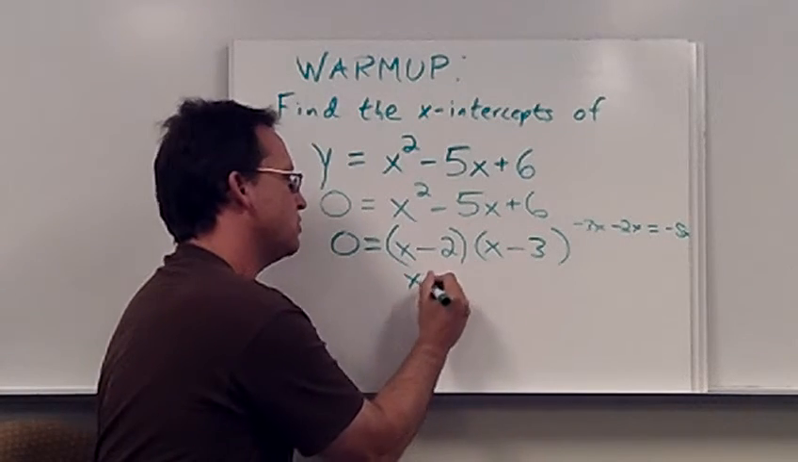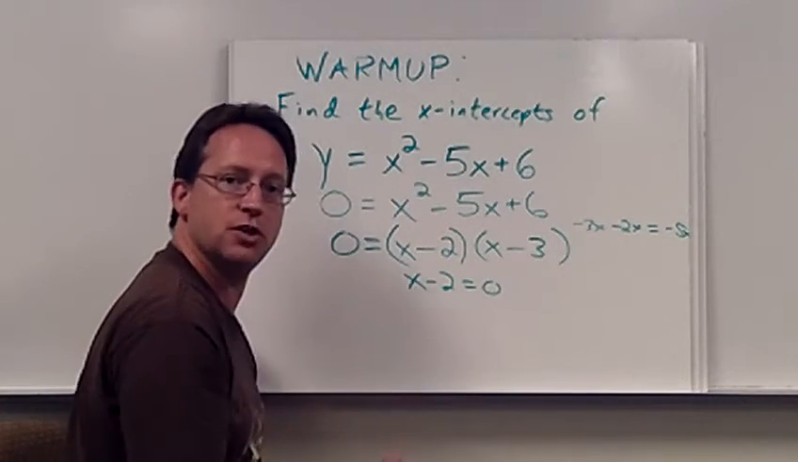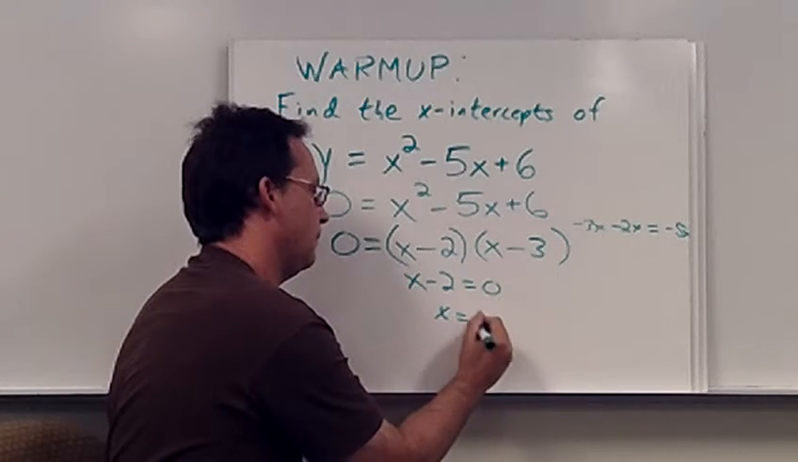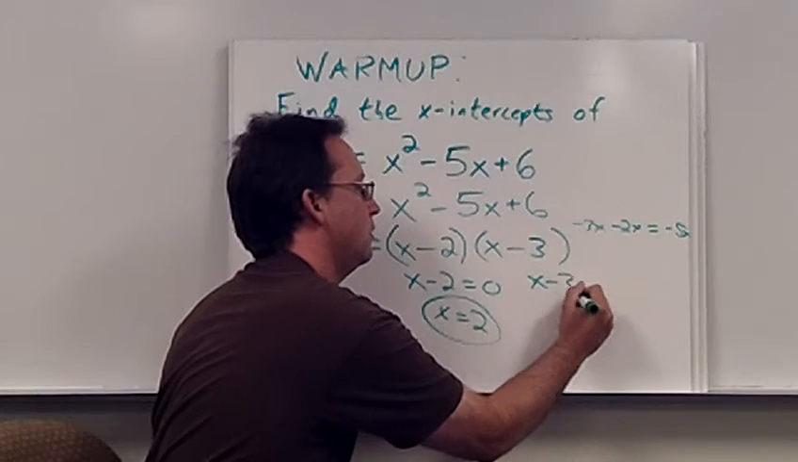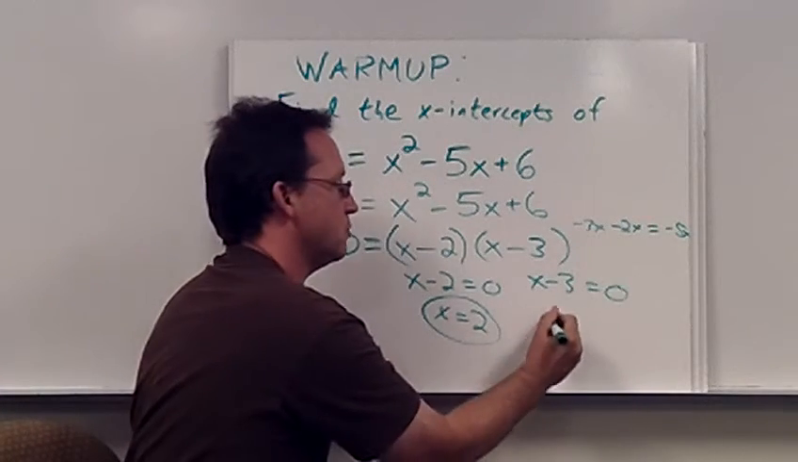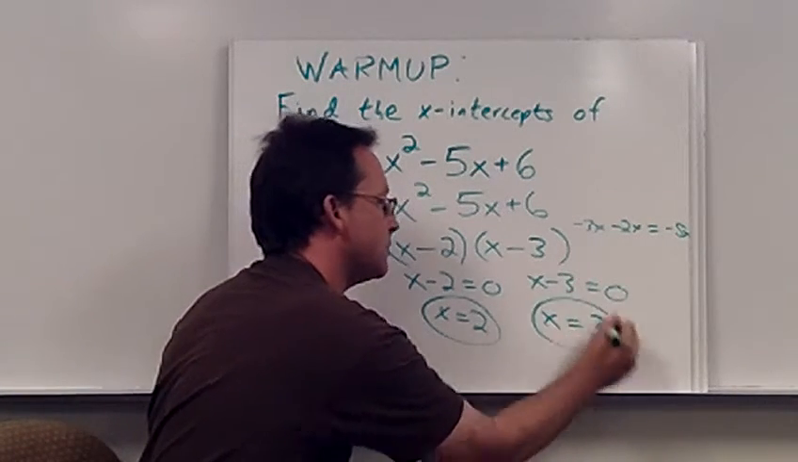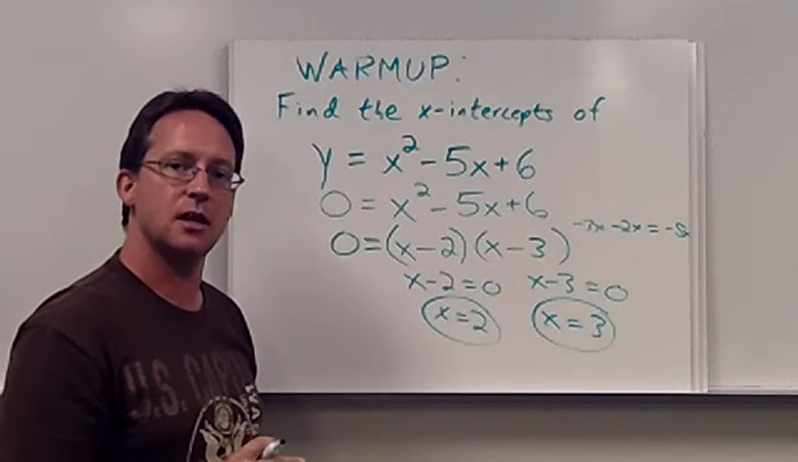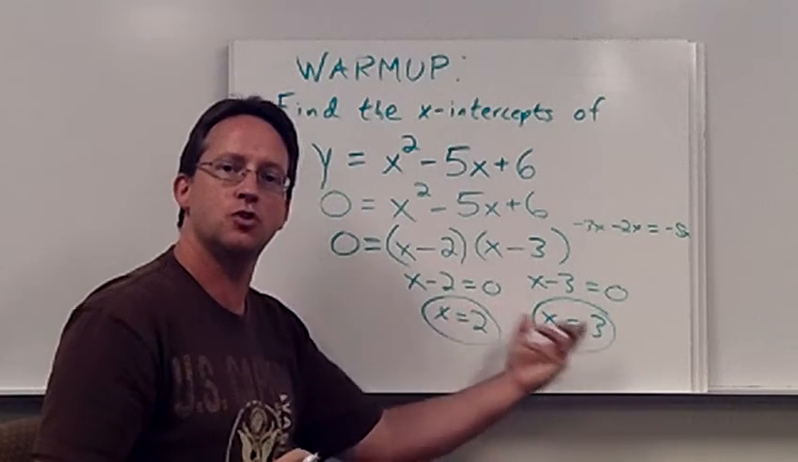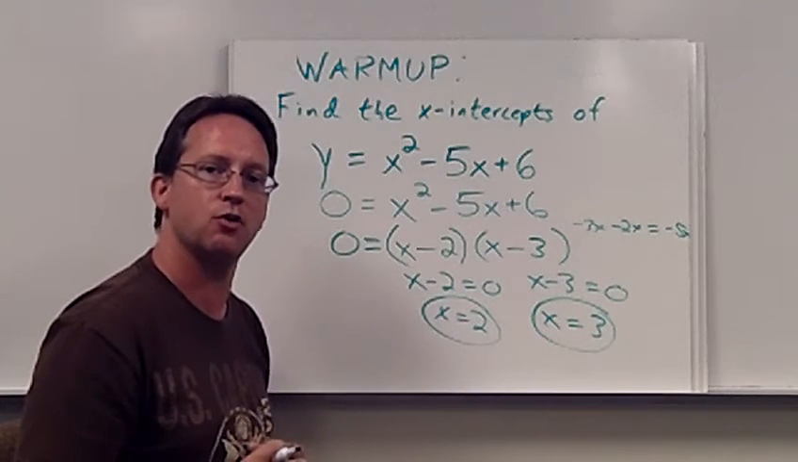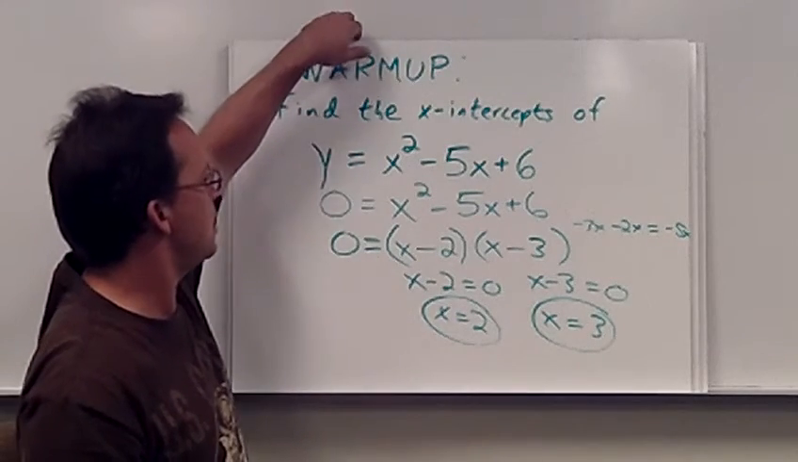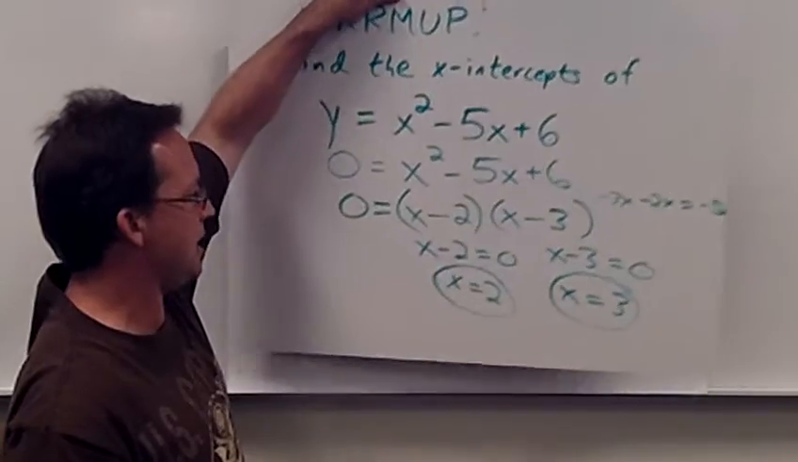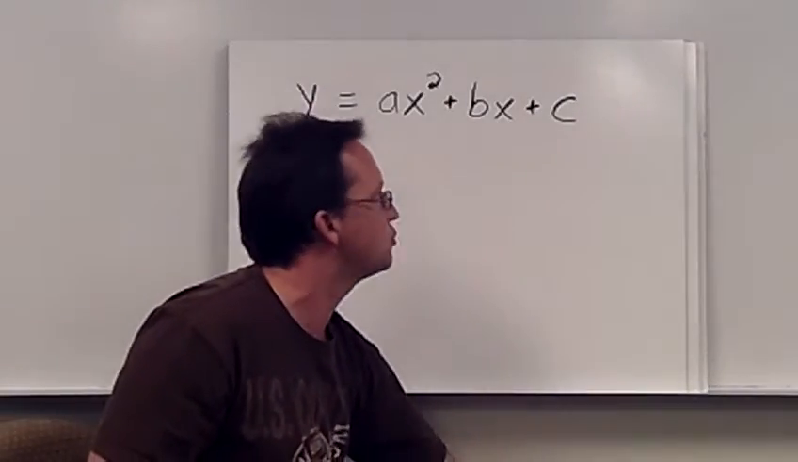Well, that means one of these factors has to equal 0. So either x minus 2 is 0, in which case x is 2, or x minus 3 is 0, in which case x is 3. And so my x-intercepts, if I were graphing this equation, would be at x equals 2 and x equals 3. Those would be the places where I cross the x-axis. All right? So I want to go back and write down what we mentioned about that trick here.